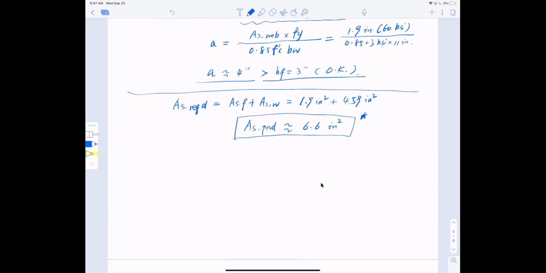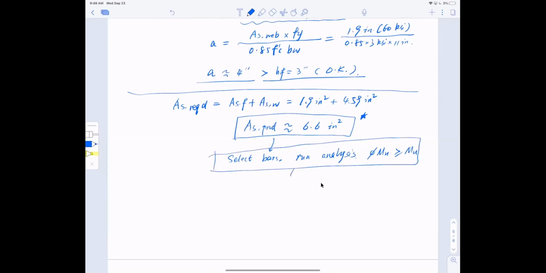And what we do next after this is select the bars and run the analysis again to make sure the moment capacity phi Mn is bigger than or equal to Mu, which we'll carry on with next time, Thursday.